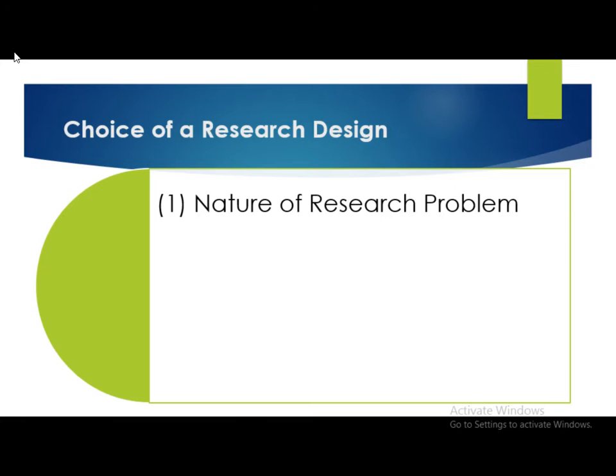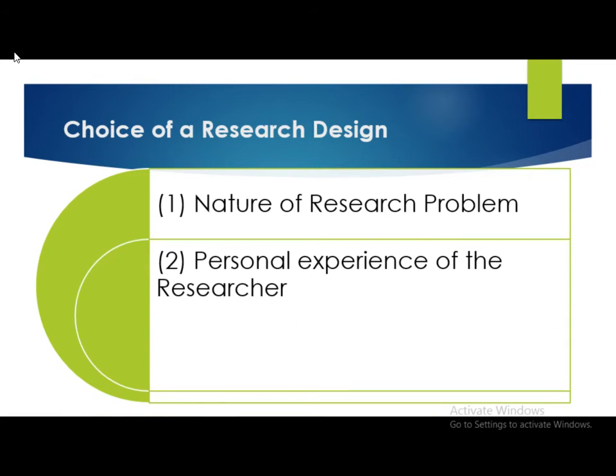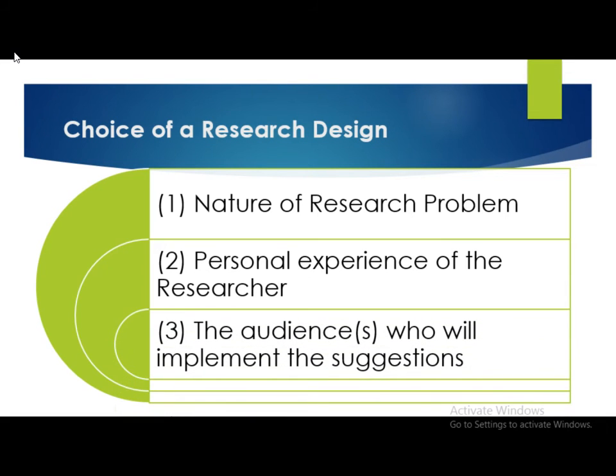There are many approaches that a researcher can apply to solve the given research problem. Majorly it depends on three aspects. First is nature of the research problem, then personal experience of the researcher, and third the audience or audiences who will implement the suggestions or recommendations after the research analysis. The research problem definition already mentions the main variables, that is dependent variables and independent variables, etc. under the study. Researcher needs to select such a research design that will justify the variables under the research problem.